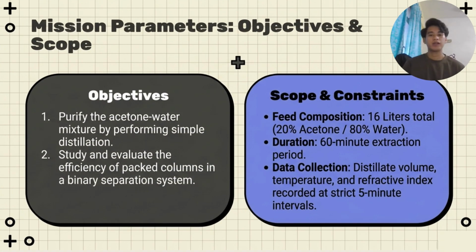In this experiment, our primary goal was to purify an acetone water mixture using the principle of simple distillation. We also aimed to evaluate how efficiently the packed column performed this separation. To keep the study focused, we used a specific feed ratio of 20% acetone and 80% water, running the process for exactly 1 hour while taking measurements every 5 minutes to track the system progress.